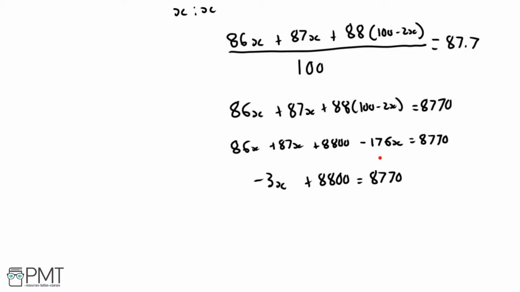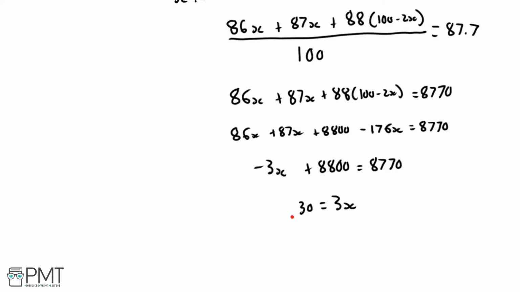Now we're going to rearrange this a bit more. So this minus 3x is going to come over to the right, becoming a plus 3x. This 8,770 is going to go over to the left, becoming a minus 8,770. So on this left-hand side, we have 8,800 minus 8,770, so that's going to get us 30. And on the right-hand side, we're just going to have 3x. Then we can divide through by 3, giving us our value of x, finding that x, which is the percentage abundance of the other 2 isotopes, not our strontium-88, is 10.